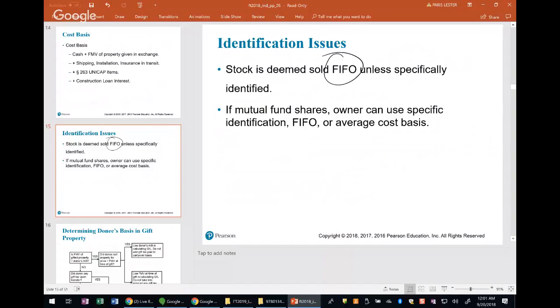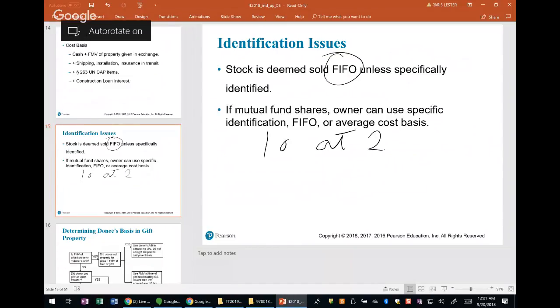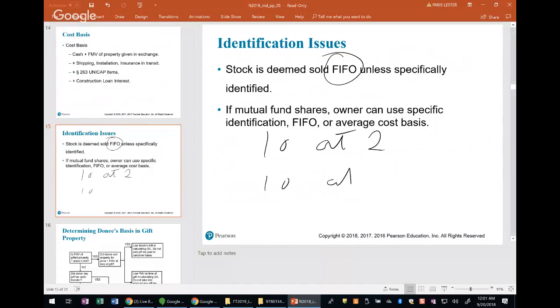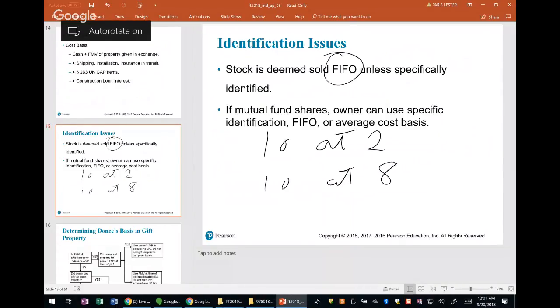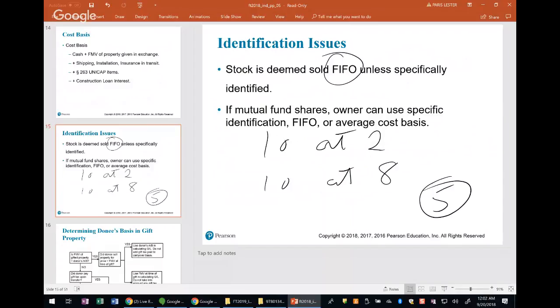Now, this is not inventory like merchandise. It's stock. If you bought 10 shares at $2 and you bought 10 more shares at $8, you decide to sell 5 shares. What 5 shares did you sell? Those that cost $2. That's FIFO. First in, first out.